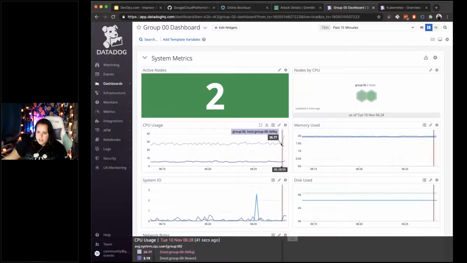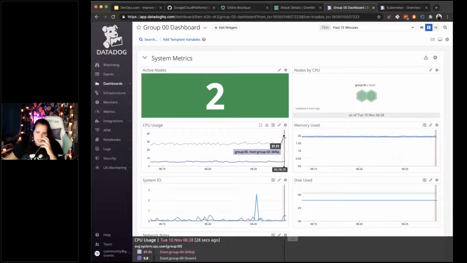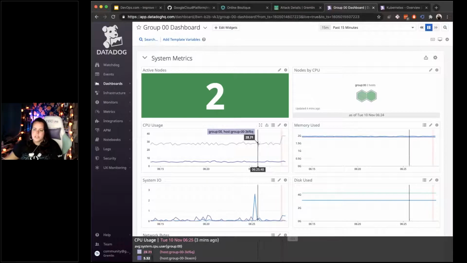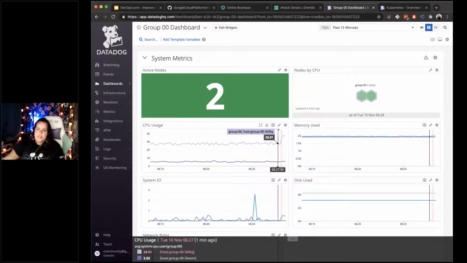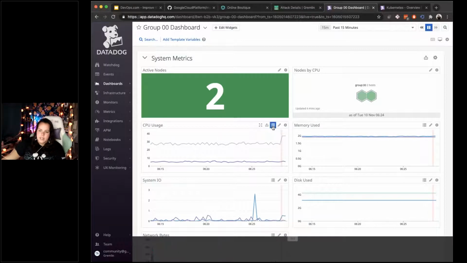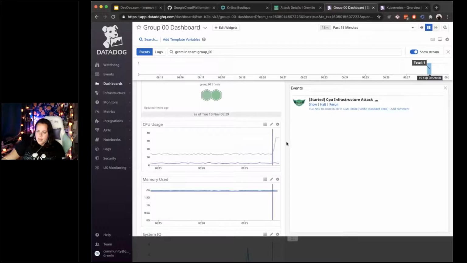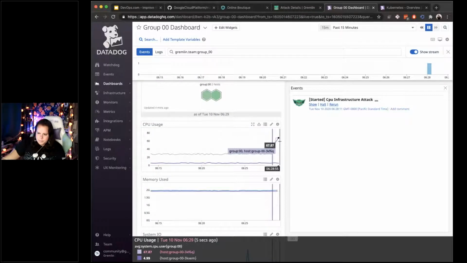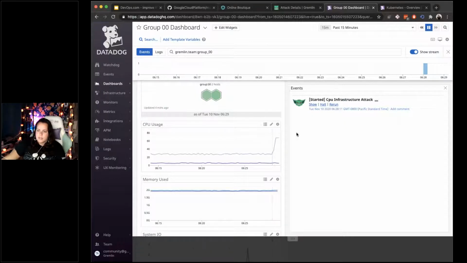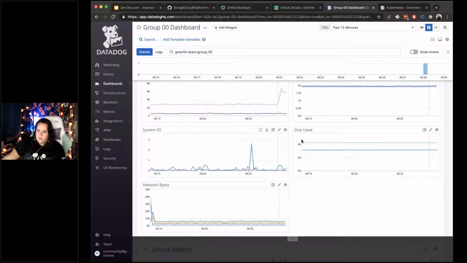I can start seeing now here that my CPU is starting to increase. We see it start going up to 37% for just one node. And Datadog and Gremlin do have an integration together, so that is the red line that you see. I can head on over and see that I have my attack that has begun. I see right now my node is at 67.87% on CPU usage, which is just right as expected.